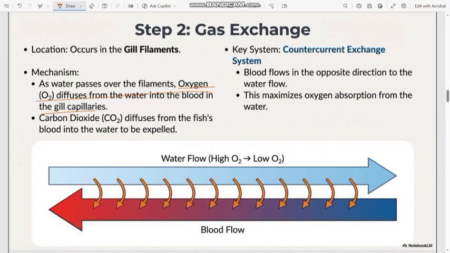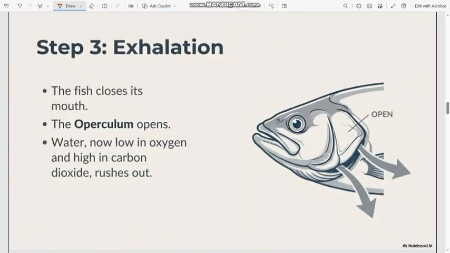So how does this work? The blood flows in the opposite direction of the water flow. Keep this in mind. So when the blood is flowing straight like this, the water is flowing like this. As water is bringing oxygen, the blood is taking the oxygen directly into the bloodstream. And so it maximizes oxygen absorption from water.